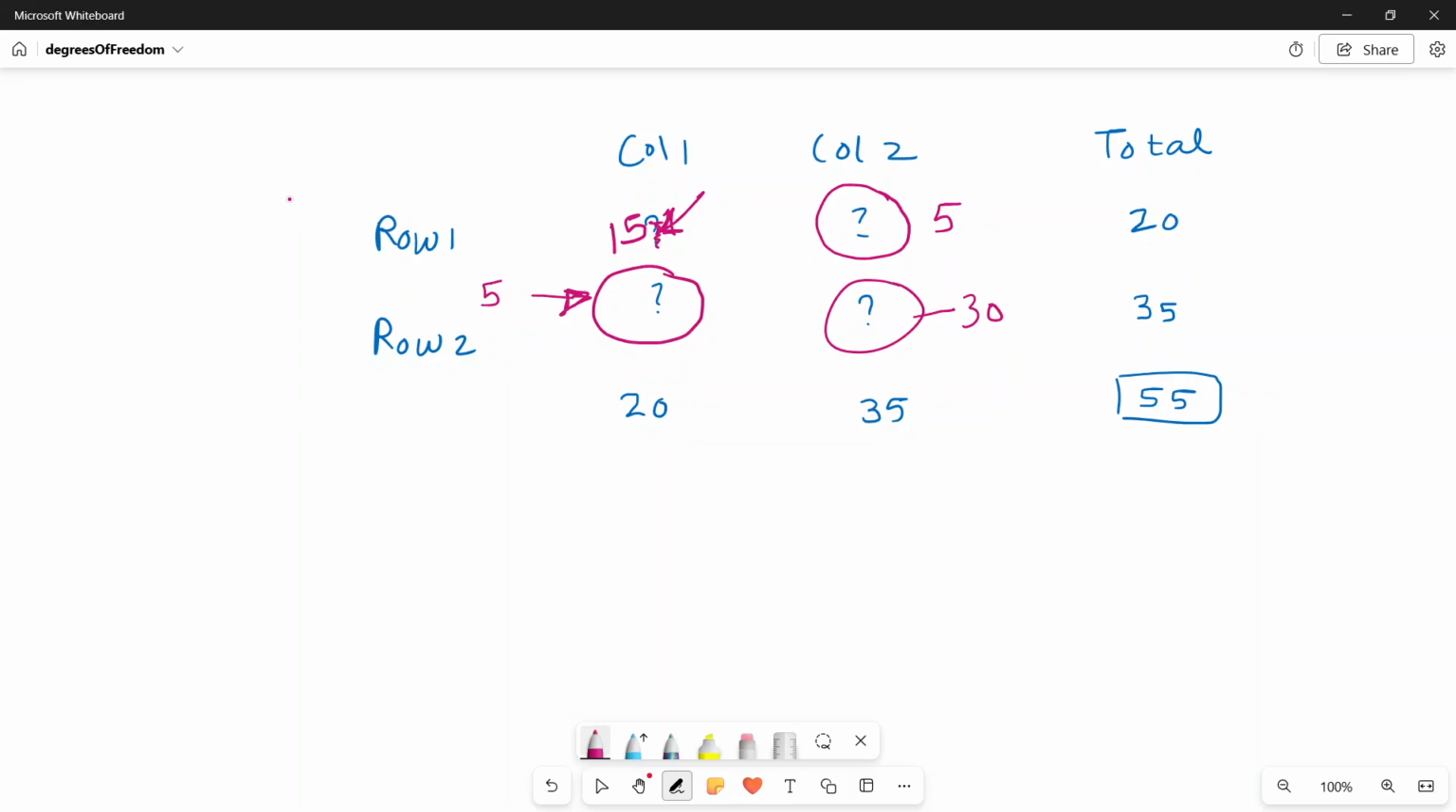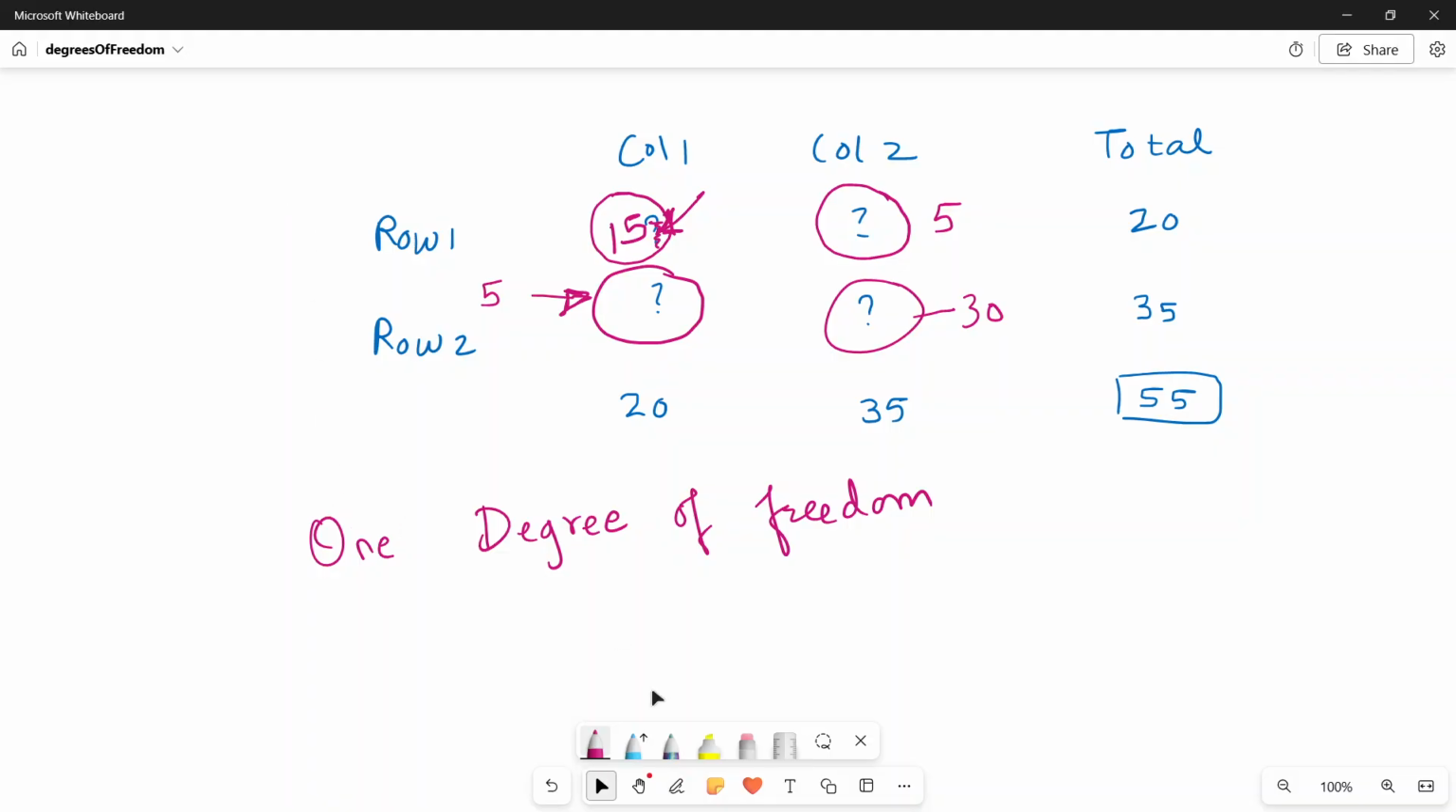So effectively, I had the freedom of filling only one value, that is this particular value. And once I fill this value, given that I know all the row and column totals, once I fill the value in any one of the cells, all other cell values are automatically filled or calculated. There is no freedom. That one value dictates all other values. So therefore, the number of degrees of freedom in this case is only one. When you have a 2 by 2 contingency table, you have only 1 degree of freedom.